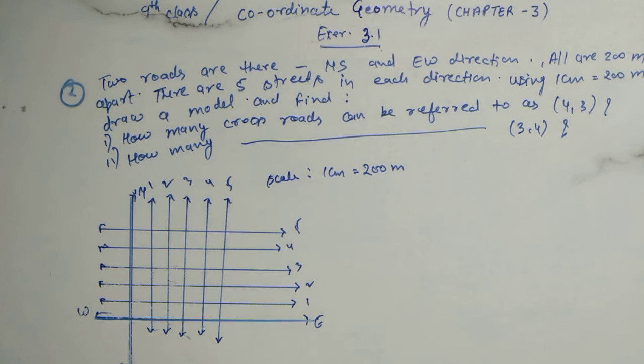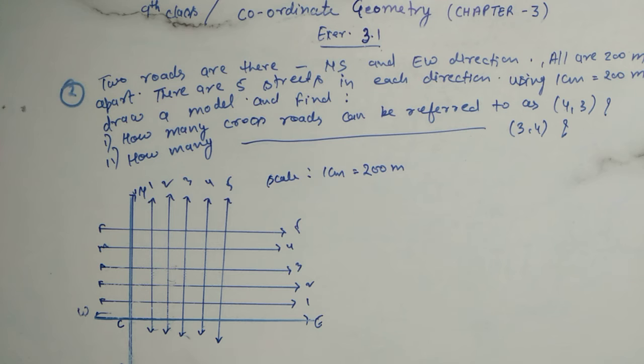Now see, in this model I have to answer the questions. These two straight roads meet at point C. These two are the reference lines, and from these reference lines I am taking the scale as 1 centimeter equals 200 meters. So this is our street plan, and the different streets running parallel to the roads I have shown as well.